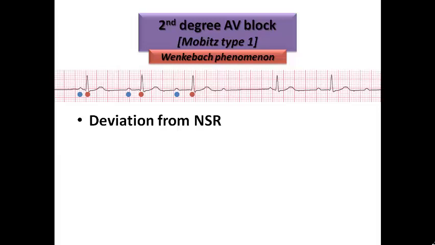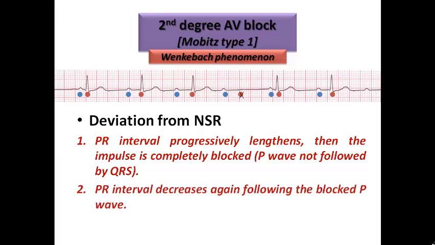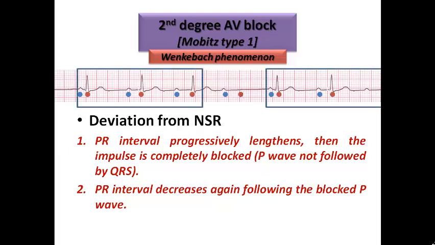Then in the third cycle, there is a much longer PR interval, and then in the fourth cycle, the P wave is blocked at the AV node, and so there is no complex here. And then, after this progressive prolongation of the PR interval due to the progressive conduction delay, the PR interval gets shorter again, and then a new cycle is started with progressive prolongation of the PR interval till it is blocked again. So the PR interval decreases again, following the blocked P wave, leading to the formation of what's called clusters in the Wenckebach phenomenon.